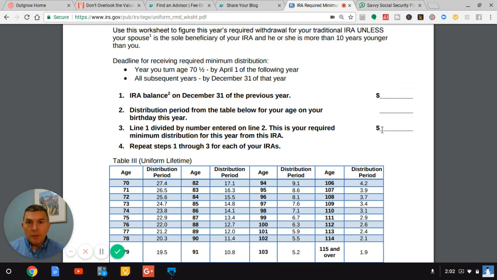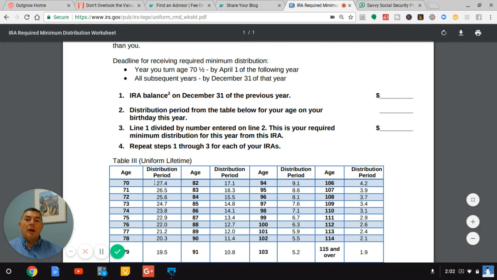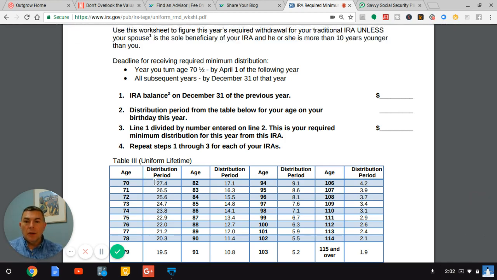It's going to be roughly $3,600. Divide by 27.4 and it's going to be $3,698. So it's basically 3.7% in the first year. How do I know that? Well, I just take 1 and divide it by 27.4 and I get 3.7% exactly. So this is a divisor amount. I just wish they'd tell you the percentage, actually. It'd be a whole lot easier, but they don't.